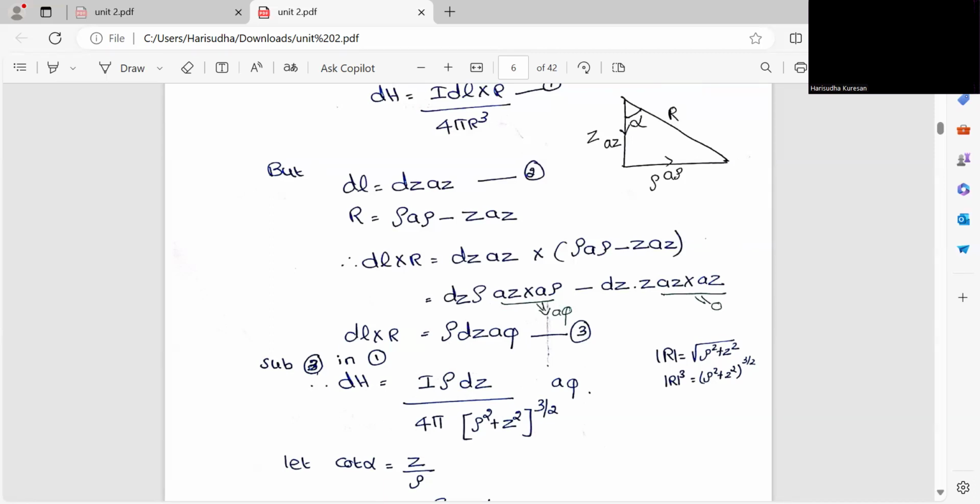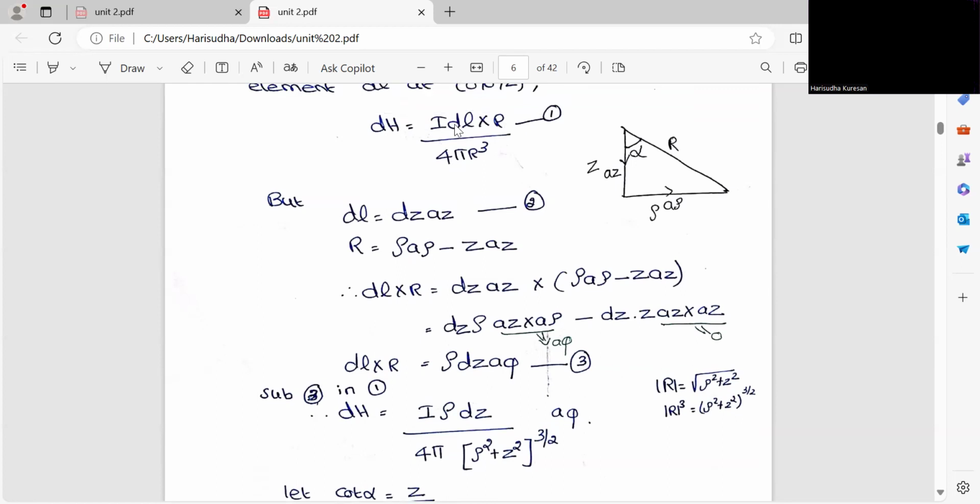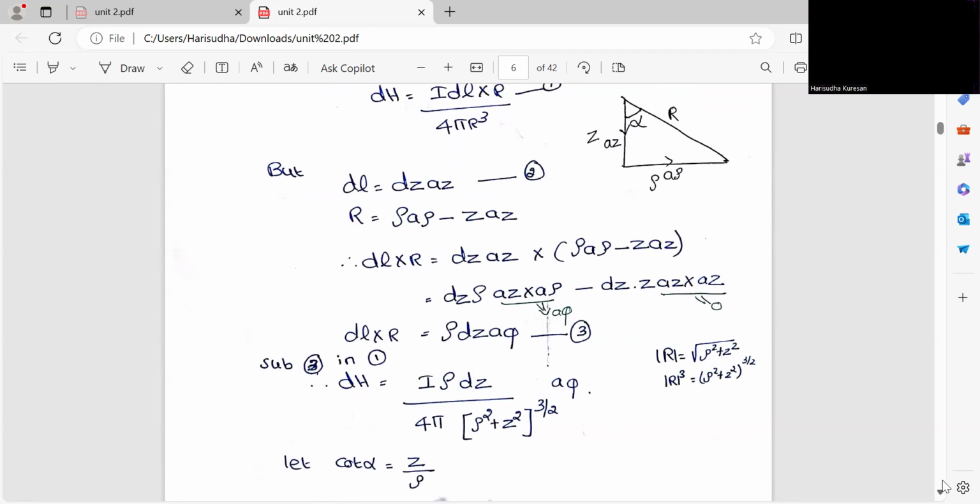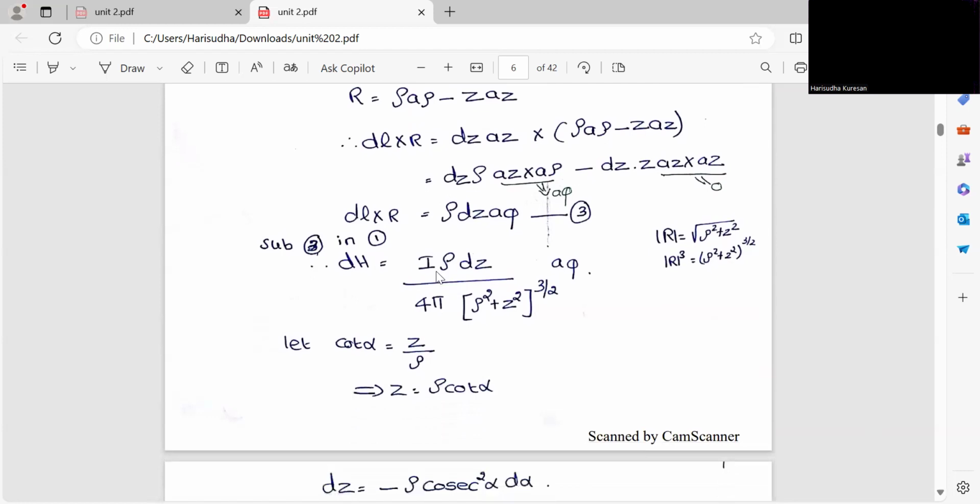Now in the first equation, just replace your dl cross r by this third equation, that is rho dz a phi. So when you replace, what you get, dH will be equal to I, which is already there in that first equation. In place of dl cross r, you are going to replace this: rho dz a phi divided by 4 pi. Again in place of r, I'm just going to replace with rho square plus z square. Already there is a cube, so I have written it as 3 by 2.